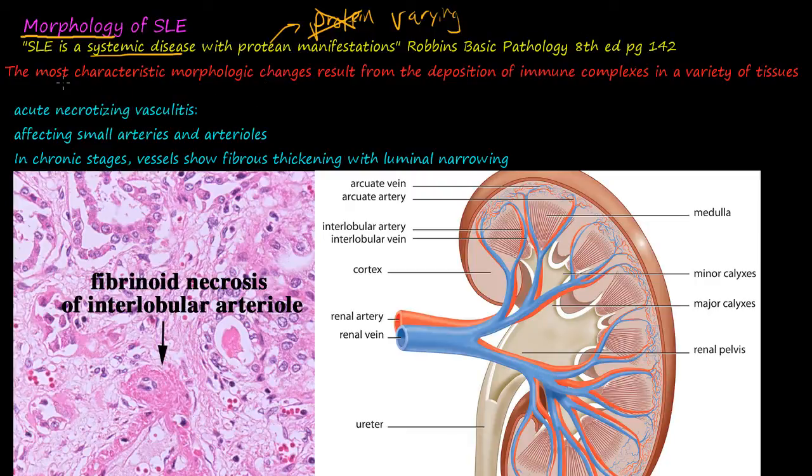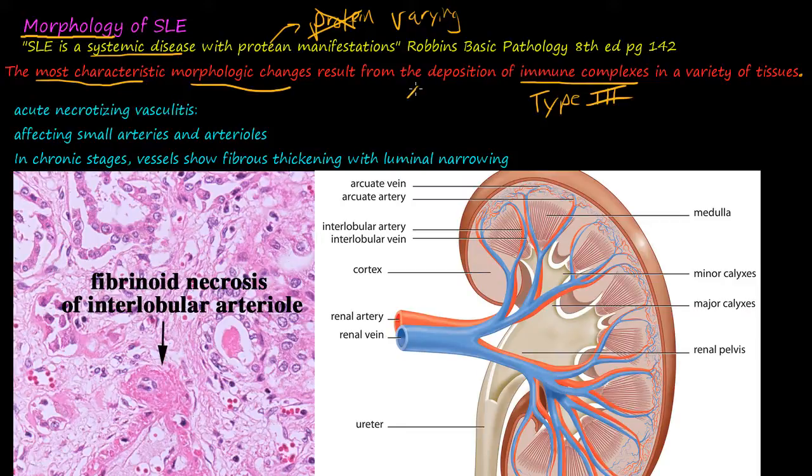So the most characteristic morphological changes result from the deposition of immune complexes in a variety of tissues. Just a little quiz to see if you can remember what type of hypersensitivity disease is immune complexes. I hope you guessed type 3, because that is right.